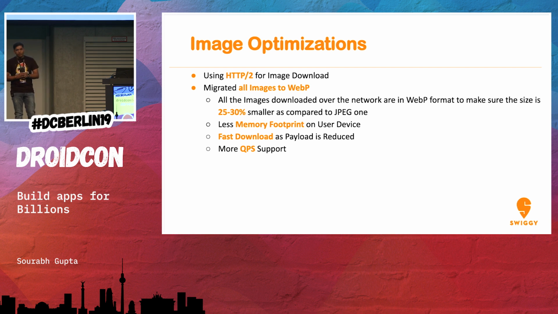We migrated all of our images to WebP. Even though we are downloading the image over the network, we download only the WebP image. We're not downloading JPEG or PNG images. We are seeing a 25 to 30% smaller size. More QPS it can support because it will take less time for the server to respond back. Less data consumption for the user as well.